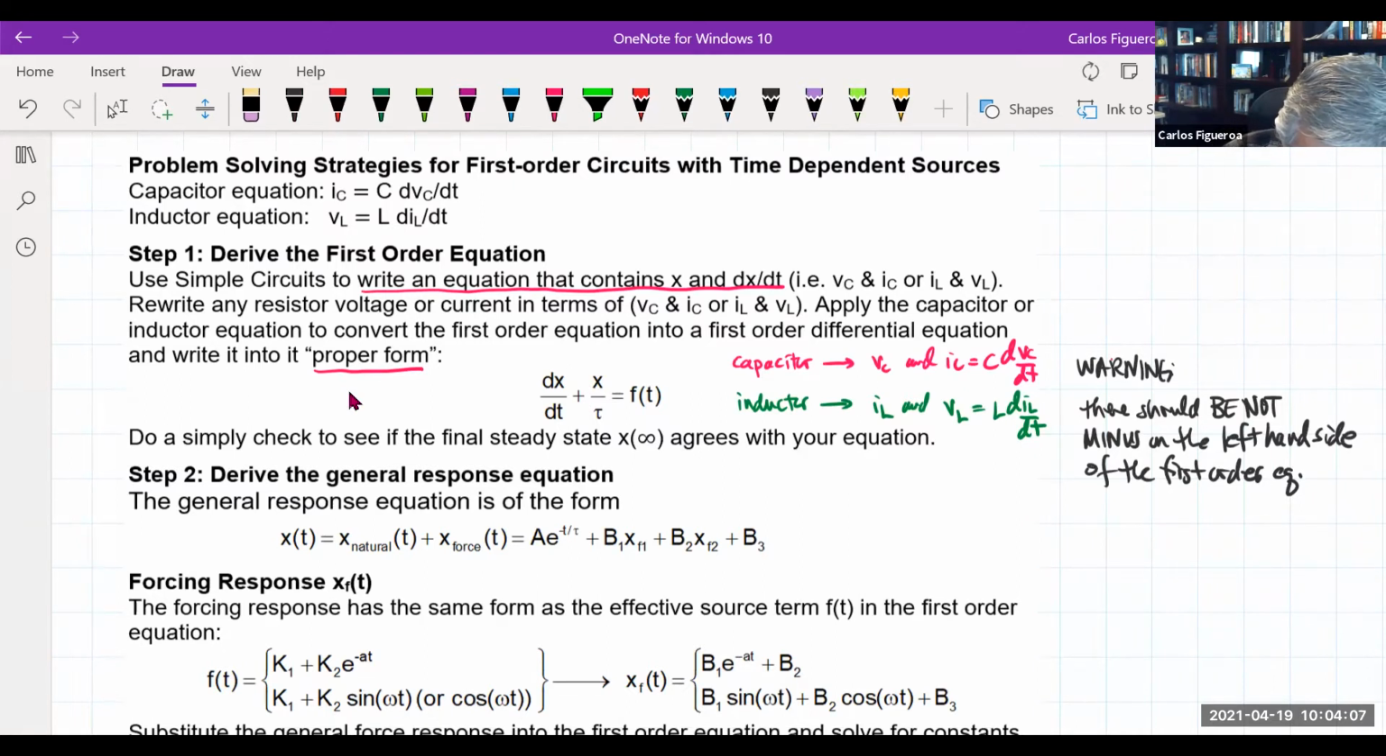Once you derive this differential equation, you should do a simple check. Check to see if the steady state solution matches your differential equation solution. I'll show you how to do that. It's not a very hard thing. Does that mean that your differential equation is correct? No, it does not mean that it's correct. But it's a nice simple check to see if you're at least headed in the right direction.